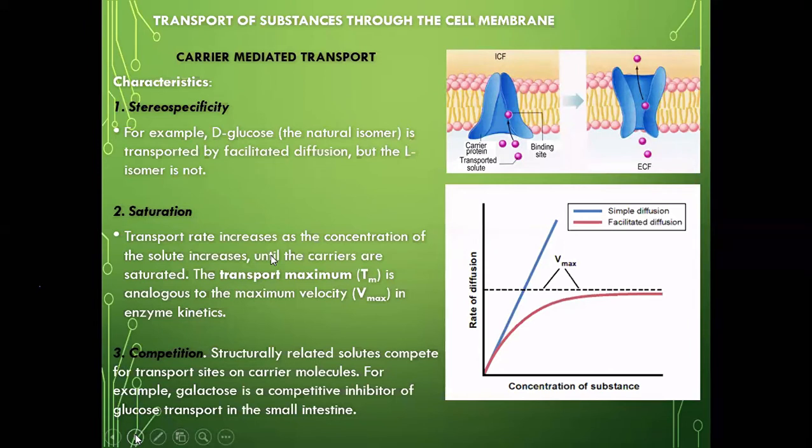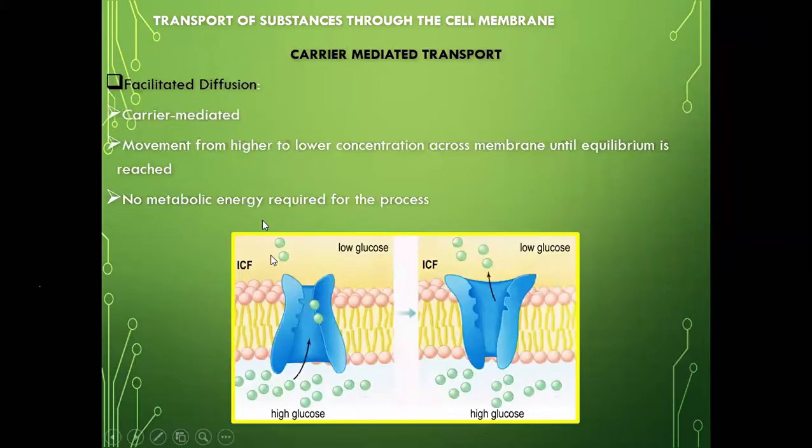Okay, so stereospecific, reaches a saturation point, just like here. The rate of diffusion will reach a saturation point. If there is simple diffusion, no saturation point. Why? Because of the carrier proteins. The binding site can be saturated. If it's already filled up, you don't have a place anymore. You don't have a site to attach, so you cannot enter.